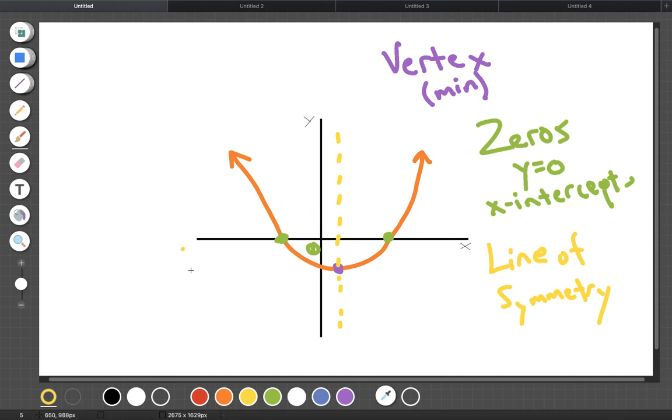So there is our quadratic graph. You could do this exact same thing, just flipping it in reverse. It could be going this way as well. It would be the exact same thing.